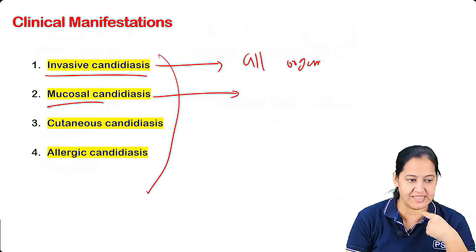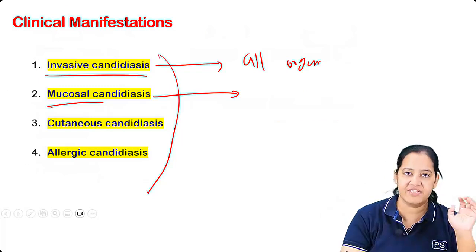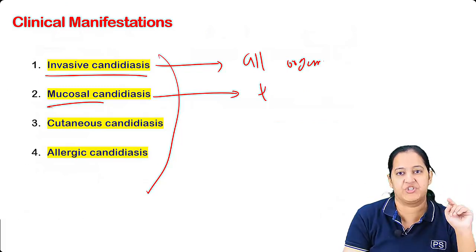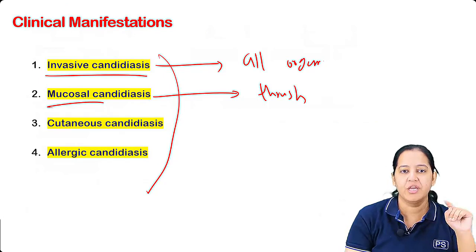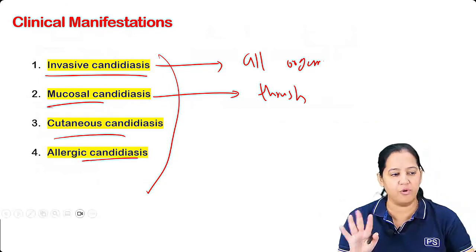Oral thrush is there. In the oral cavity and in the vagina, thrush is there, the whitish thrush. It is known as thrush. In cutaneous, the skin is involved, or allergic. So four types of Candida infection are there.